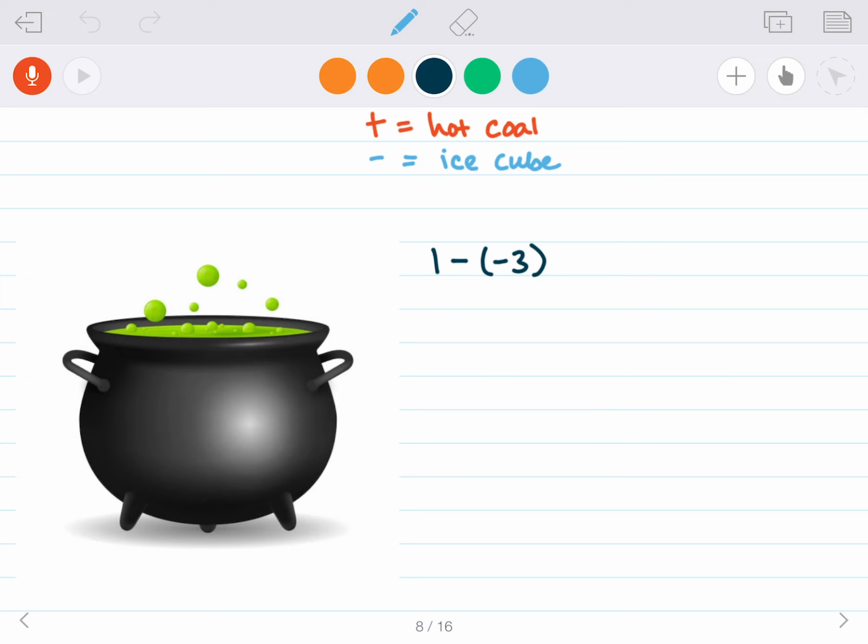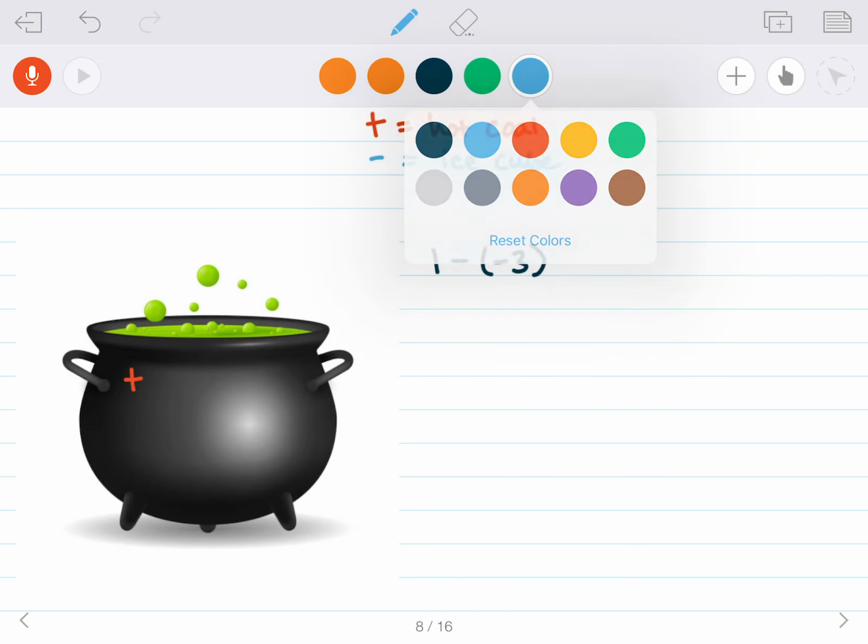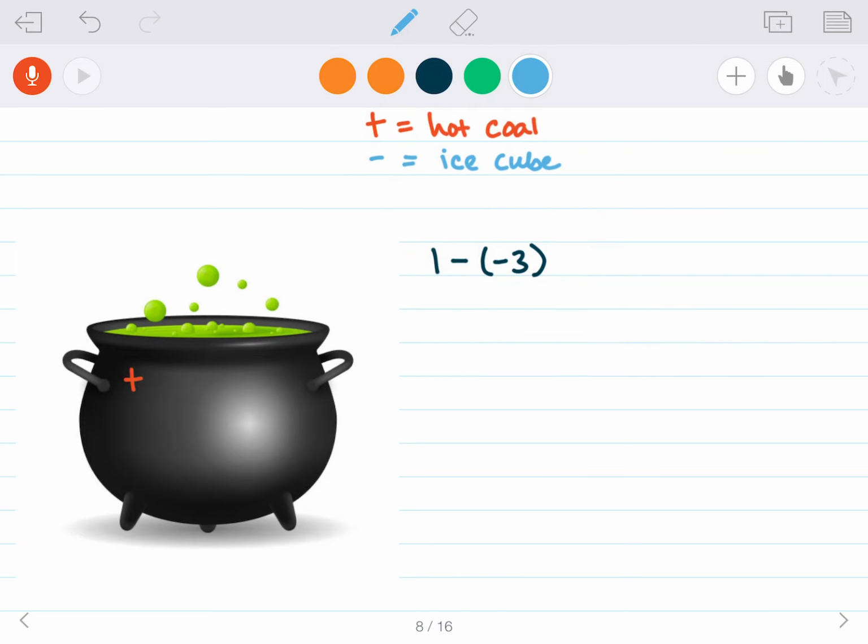All right, so we have 1 minus a -3. So we have a hot coal, 1, and we want to take away 3 ice cubes. But we don't have 3 ice cubes to take away, so we need to introduce them by adding 0. So if I have 3 ice cubes, to make that 0, I need to add 3 hot coals. So 1 hot coal, take away 3 ice cubes, I want to take away all of these ice cubes, and what's left is 1, 2, 3, 4 hot coals. So our answer is positive 4.